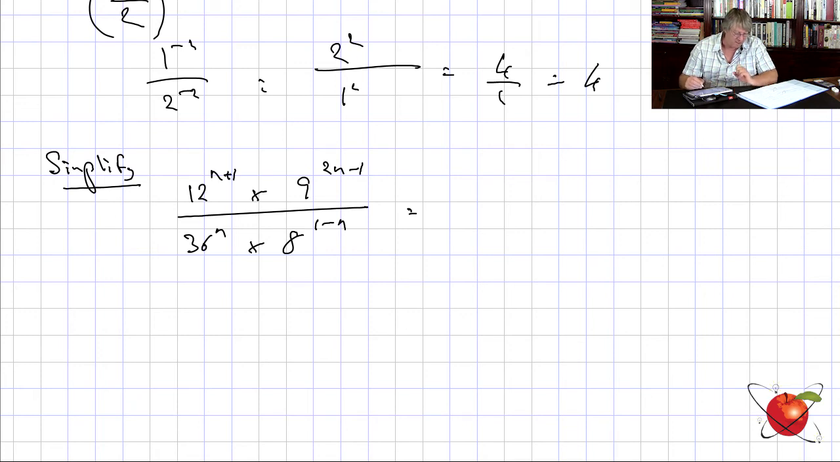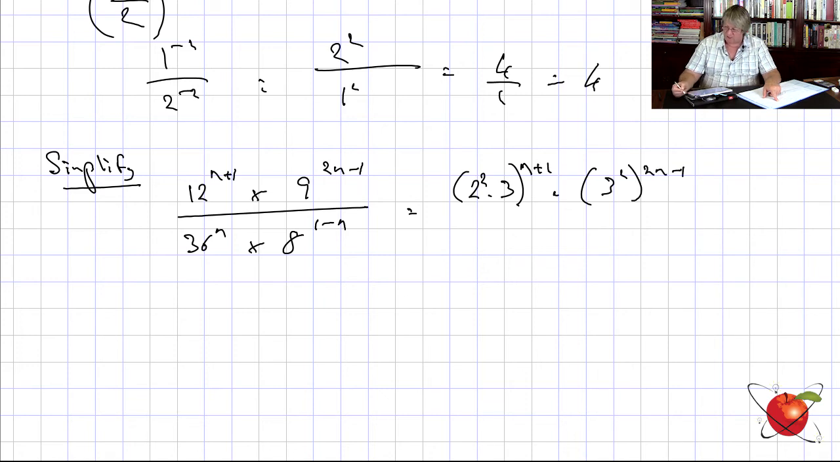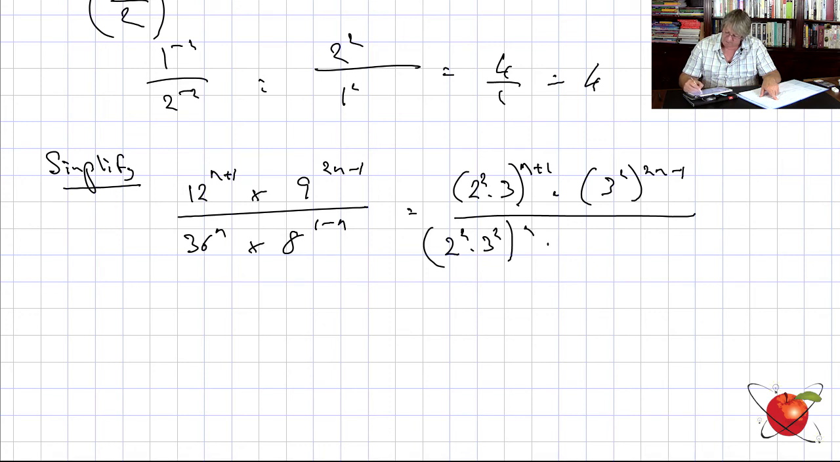12 we know is going to be 2 squared times 3, all to the power of n plus 1, multiplied by 3 squared to the 2n minus 1, all over 36, which is 2 squared times 3 squared to the power of n, multiplied by 2 cubed to the power of 1 minus n. Prime factors, done.